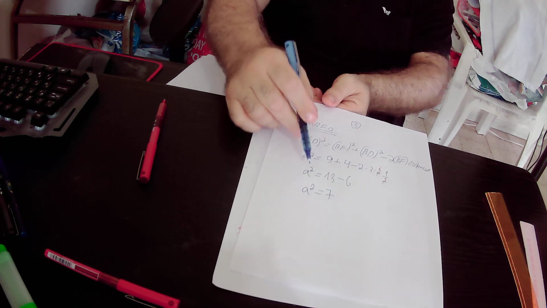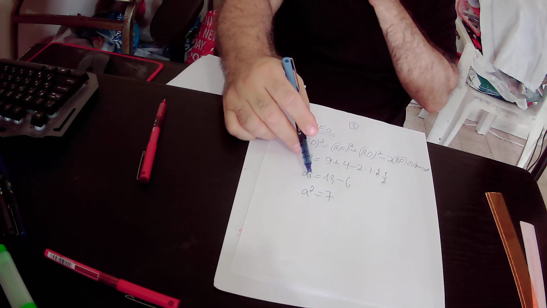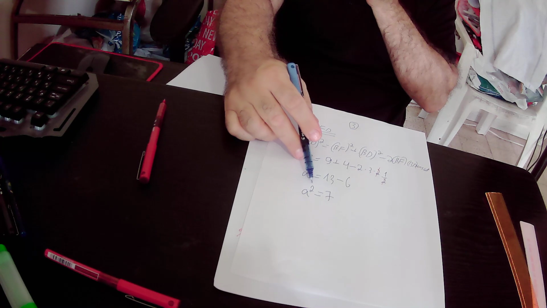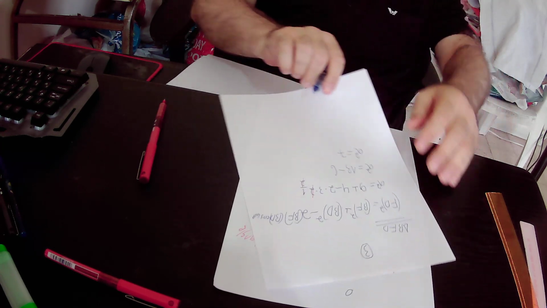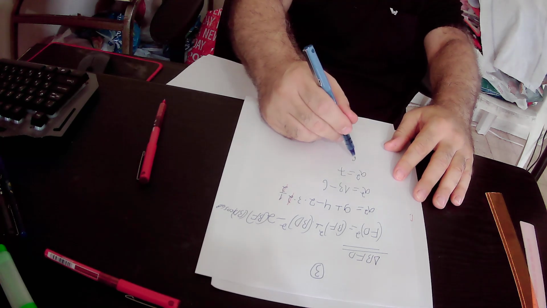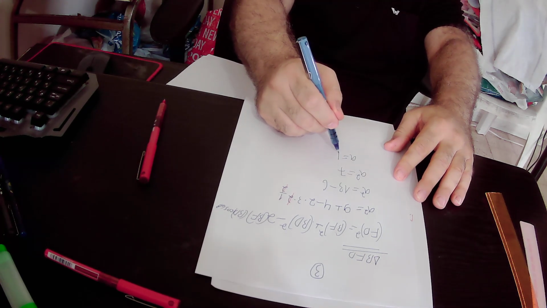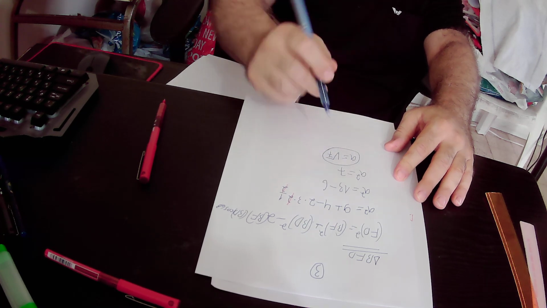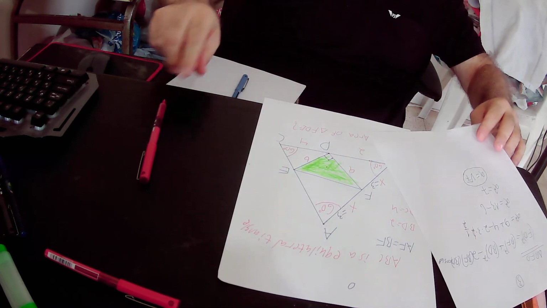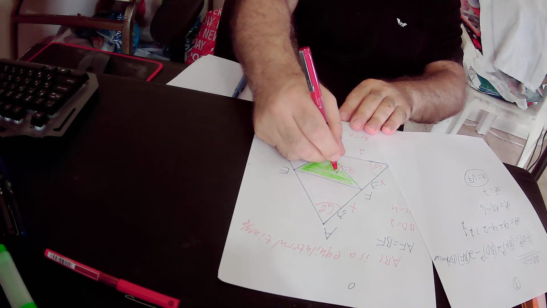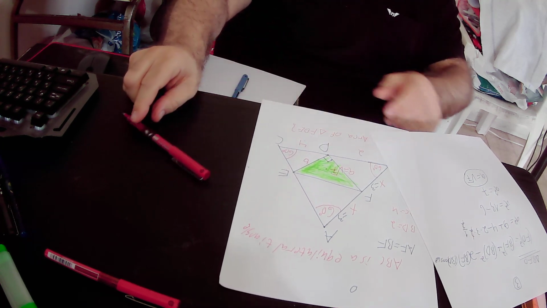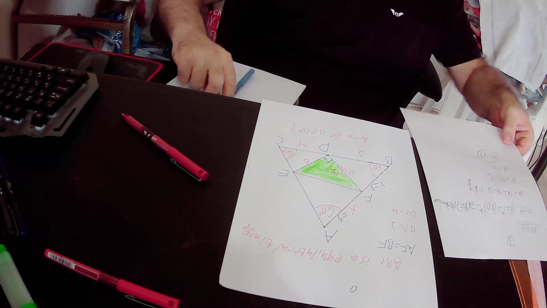Okay, A square equals 7, so we will take the root of this equality, and we will get that A equals the root of 7 units. So we can write here that A equals root 7 units.